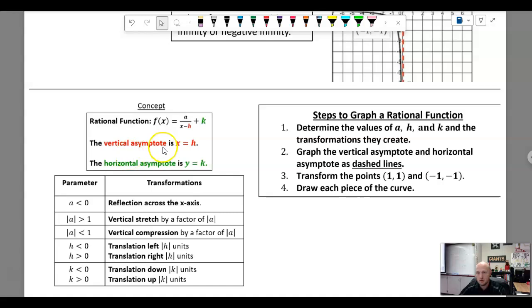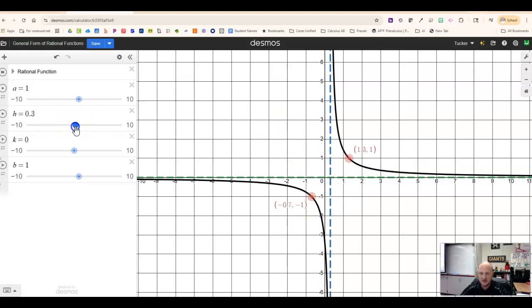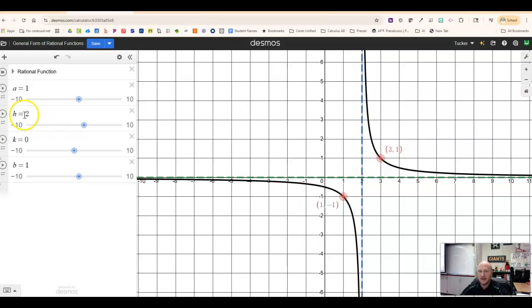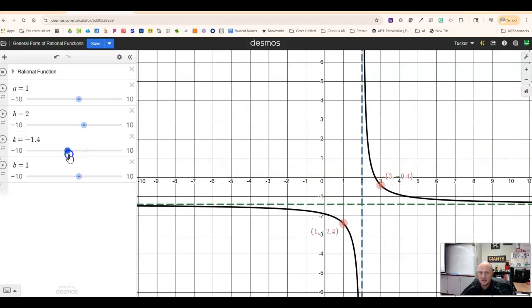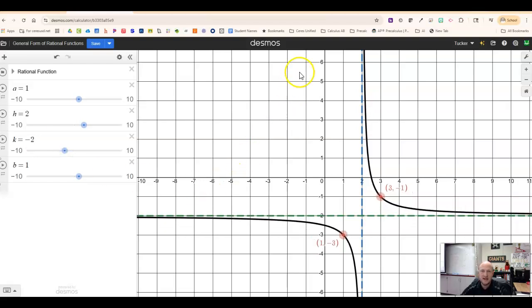Okay, let me go ahead and show you kind of how that looks. So here is Desmos, and this is what a rational function looks like, and I'll just go ahead and add an h value. So let's say h is equal to 2. So what I want you to notice is how we move to the right 2 units, and that's exactly where my vertical asymptote is. So your vertical asymptote will be x equals whatever that h value is. Your horizontal asymptote will be determined by the k value. So if my k value is, let's say, -2, then I'm shifting down 2 units, and that's where my horizontal asymptote will be.